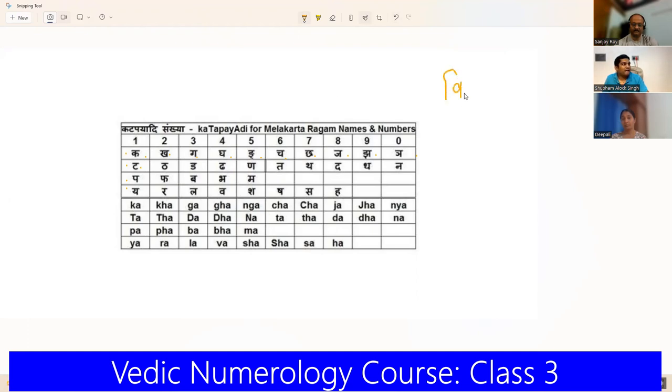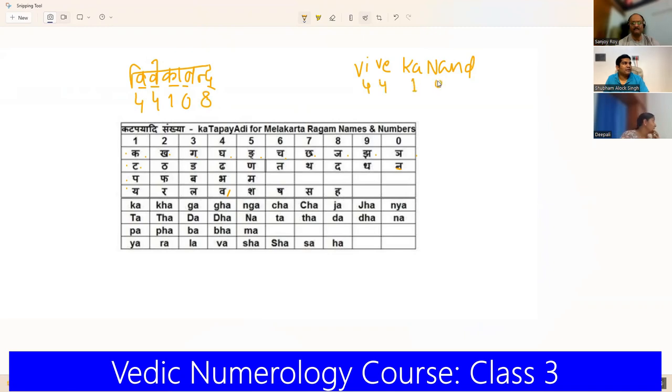For example, Vivekananda. In Hindi, it will be written as Vivekananda, right? Va, va, ka, na, da. Half letters are to be left out. So, what is the value of va? 4. The value of ka is 1. The value of na is 0. The value of da is 8. Va is 4, va is 4, ka is 1, na is 0, da is 8.